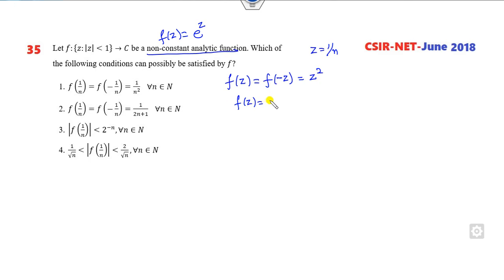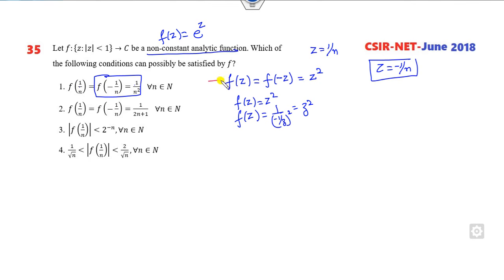If you say f of z is my z square by the first property, if I take z as minus 1 by n, then by these two, can we get the same function again? This n is my minus 1 over z square. Again you can see it is the same. So what is the meaning? This is true for all the values of z.